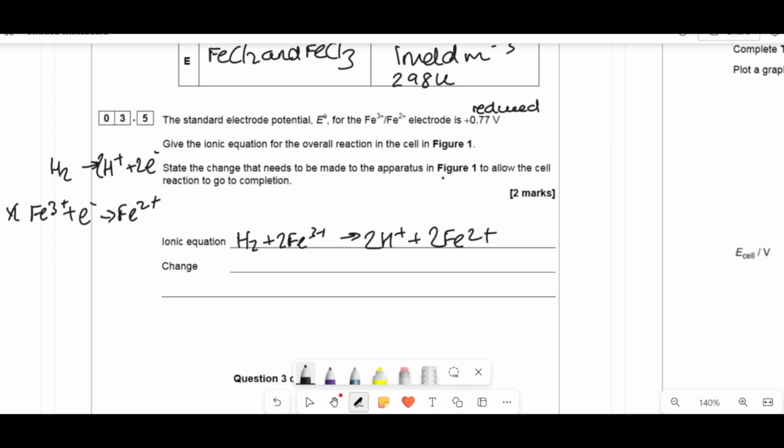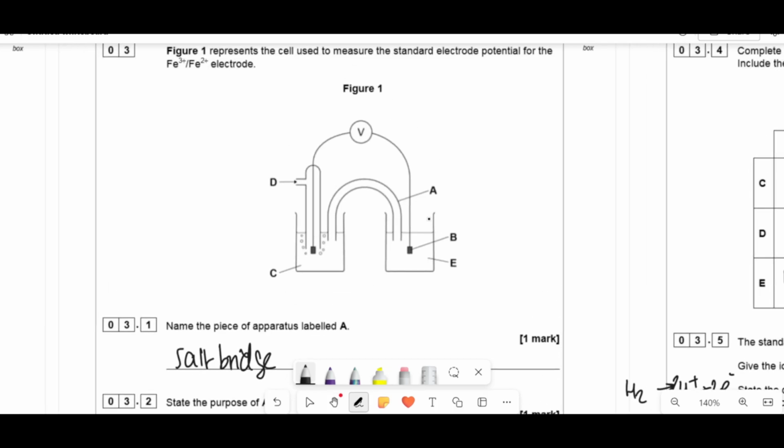Now it says state the change that needs to be made to this apparatus to allow this cell reaction to go to completion. So here, the reason we use a voltmeter, it's a bit of physics really, is that we want to make sure that the resistance is so unreasonably high that no current can get through. That way, it can measure the difference in potential between these two, as in the charges on each side, essentially. In simple terms, electrons will start moving from one side to the other, but they can't get past here, and that's why we measure it with a voltmeter. It'll show you the maximum possible difference in potential, as in the energy per unit charge.